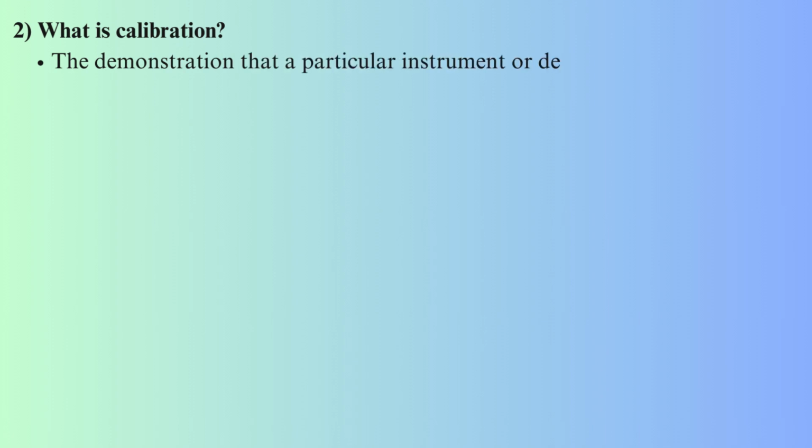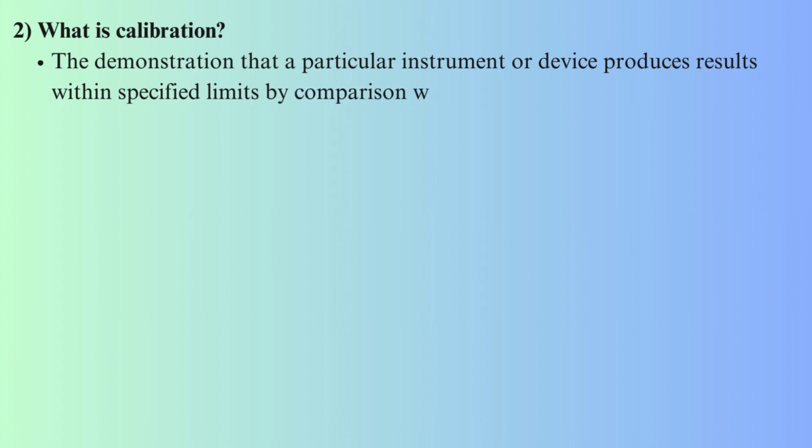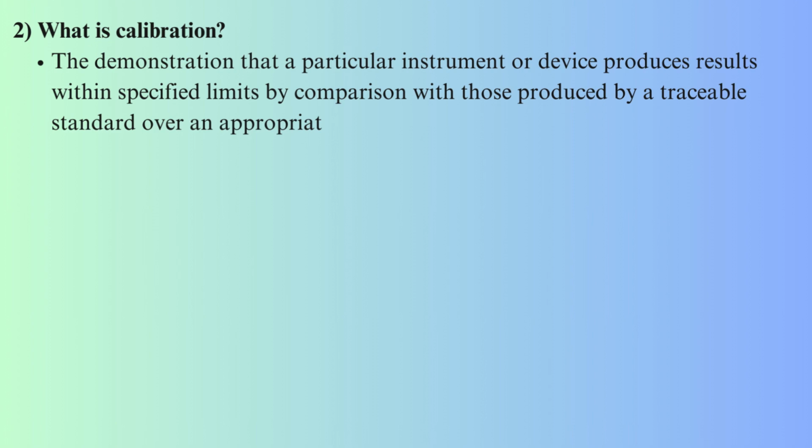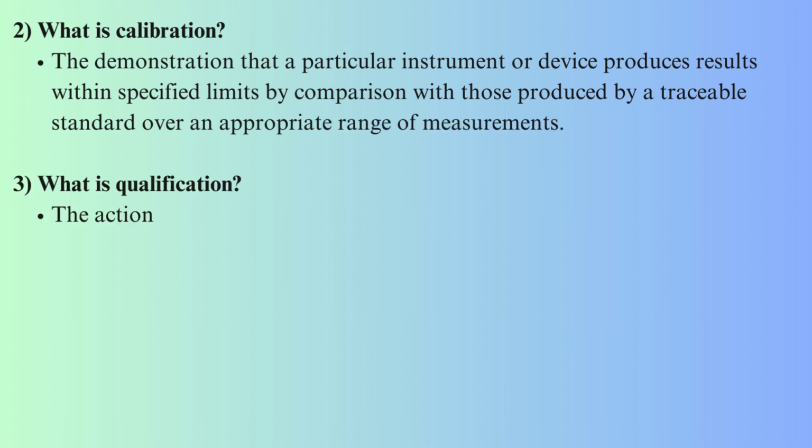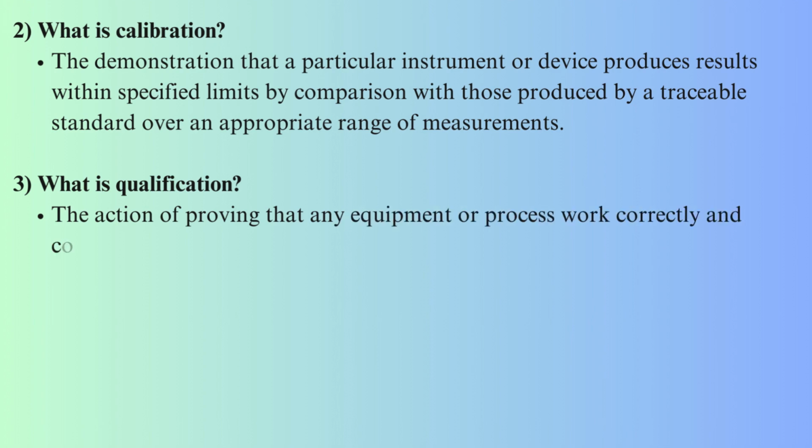What is calibration? The demonstration that a particular instrument or device produces results within specified limits by comparison with those produced by a traceable standard over an appropriate range of measurements. What is qualification? The action of proving that any equipment or process works correctly and consistently and produces the expected result.